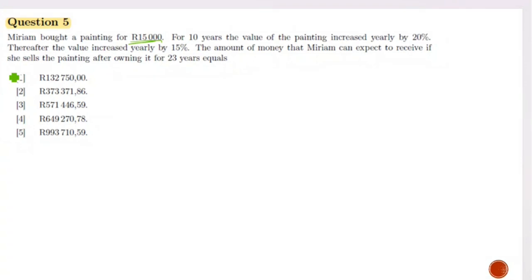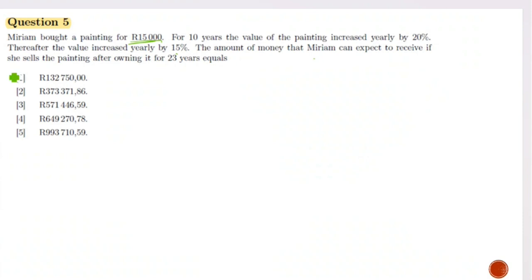For 10 years, the value of the painting increased by 20%. Thereafter, the value increased by 15%. So now the interest rate has increased twice in this situation. The amount of money that Miriam can expect to receive if she sells the painting after owning it for 23 years. Okay, here we are looking for a future value.